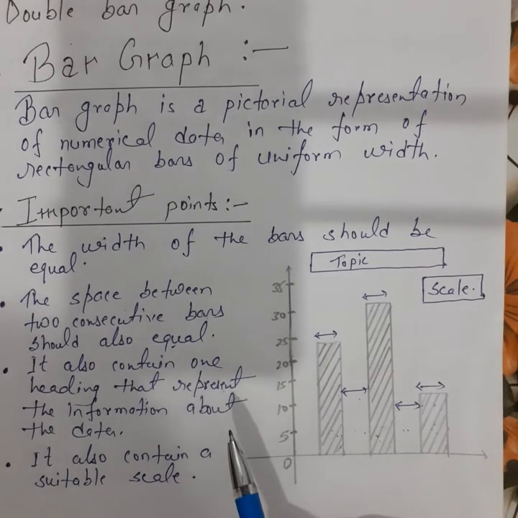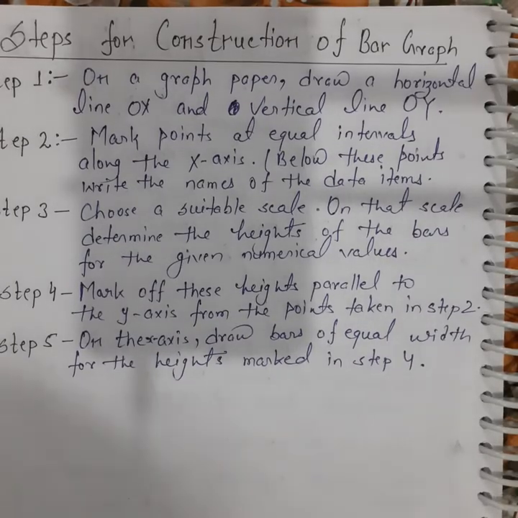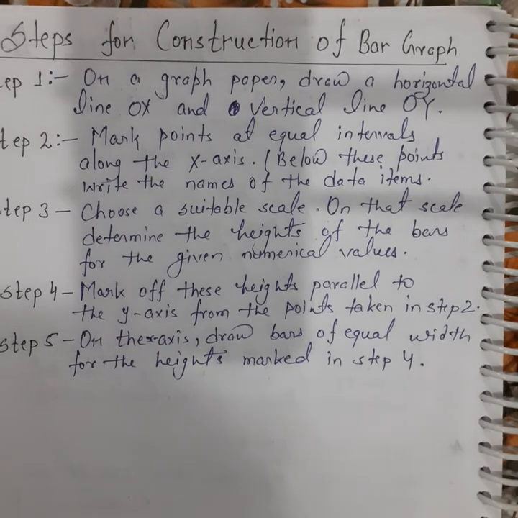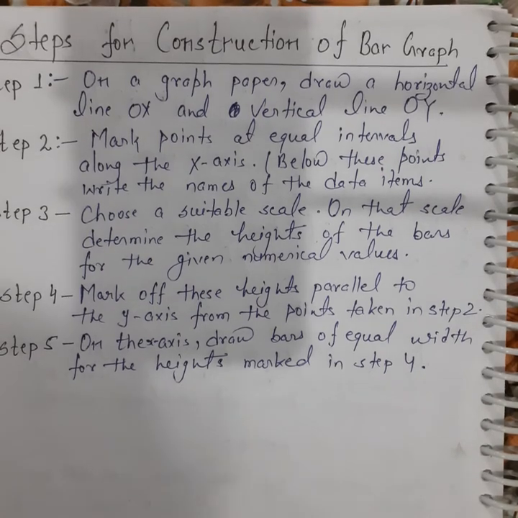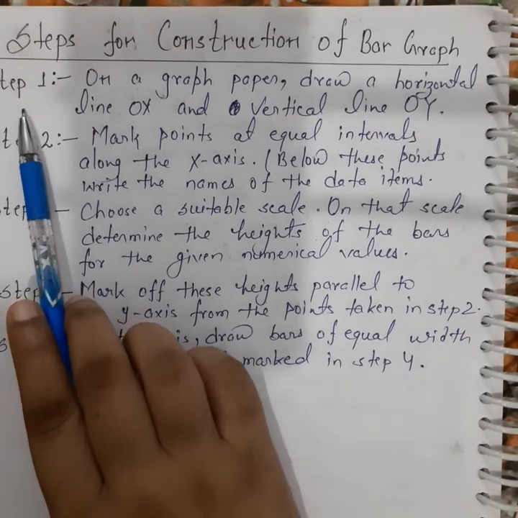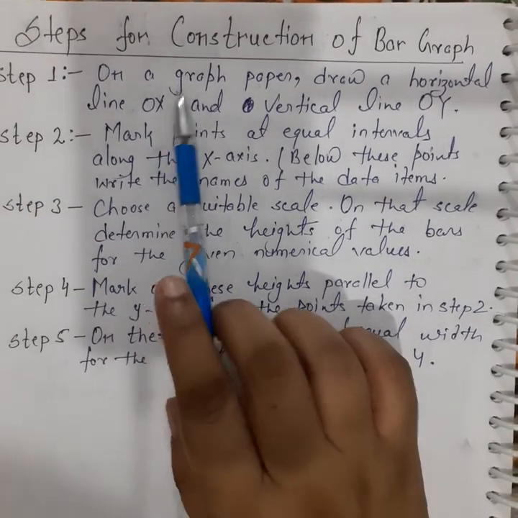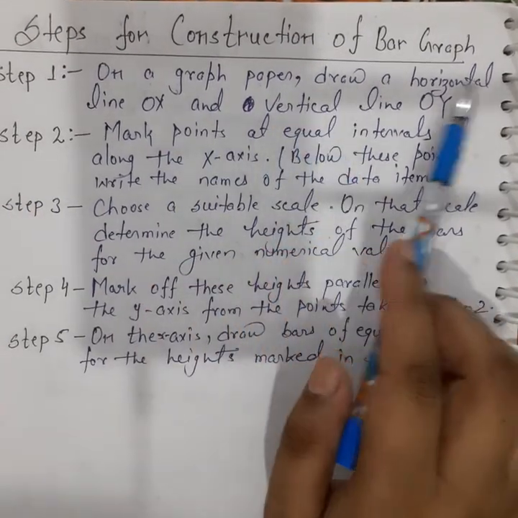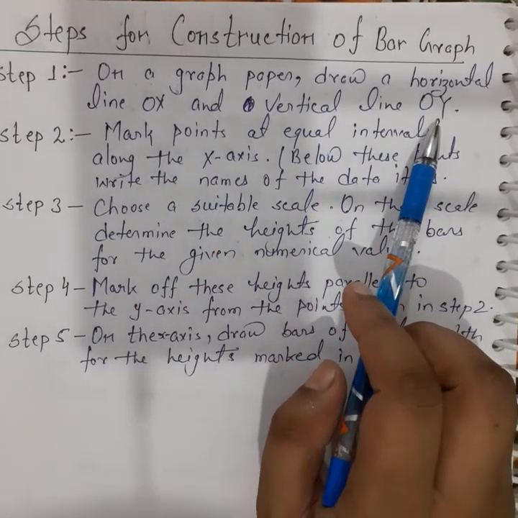Okay. Now we are going to learn how we construct a bar graph. First, we discuss what steps we have to follow for construction of a bar graph. After that, we solve some questions. Step 1: on a graph paper, draw a horizontal line OX and a vertical line OY.